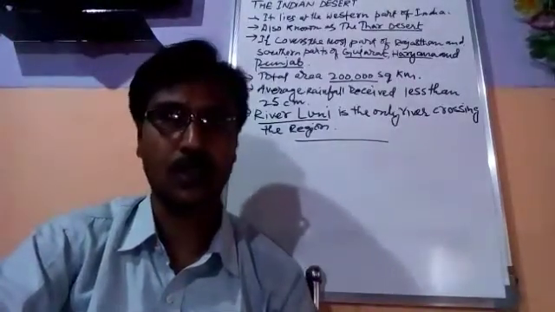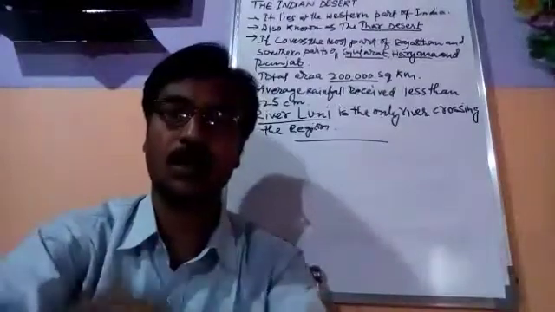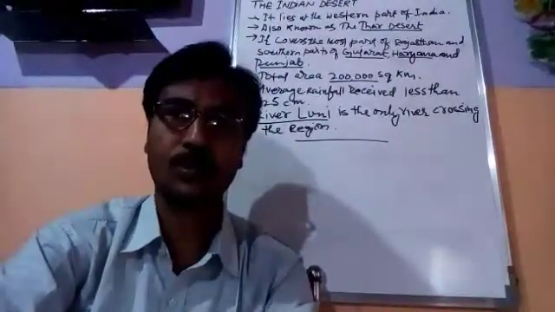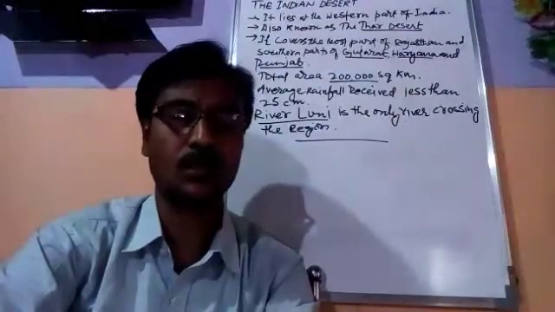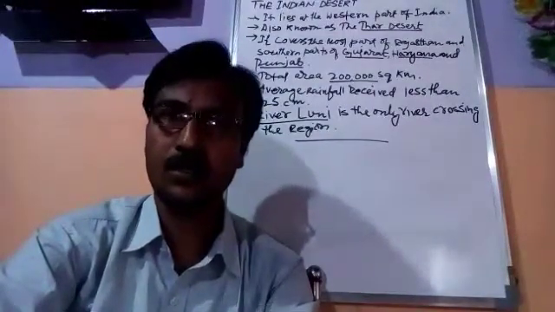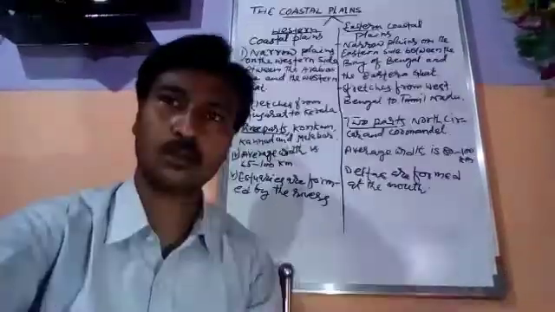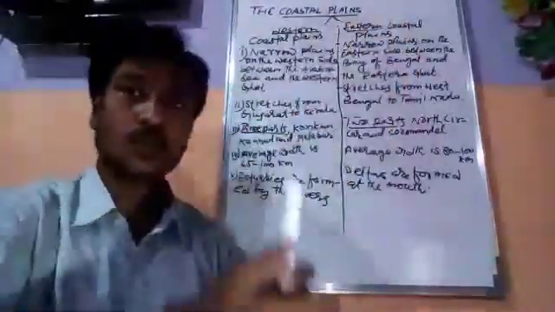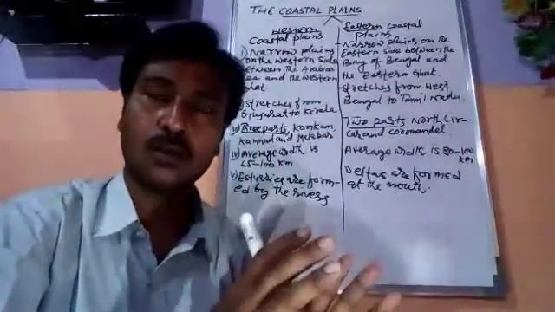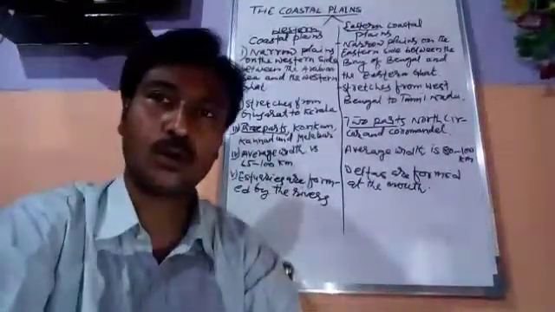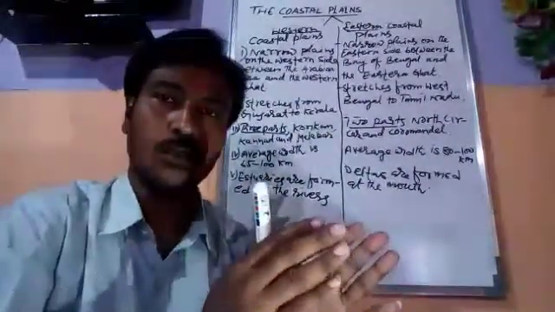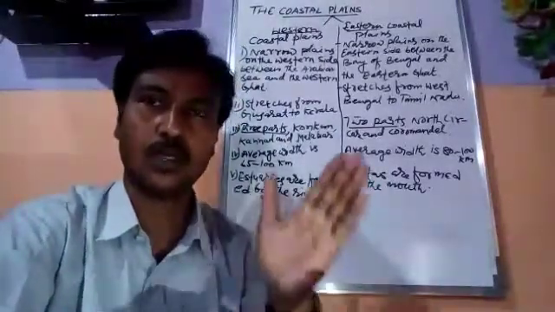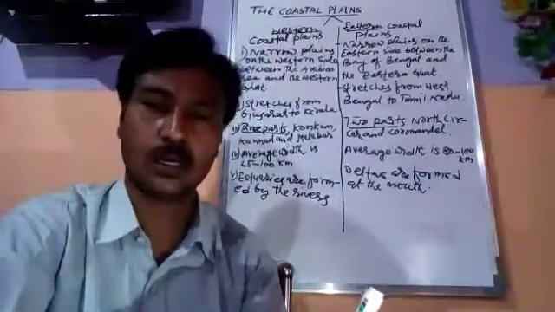I hope you understand. Next we are going to learn about the coastal plains. I have told you that we have two coastal plains, the western coastal plains and the eastern coastal plains. The coastal plains are the narrow land which are found at the border of Arabian Sea and the Western Ghat and the Bay of Bengal and Eastern Ghats.